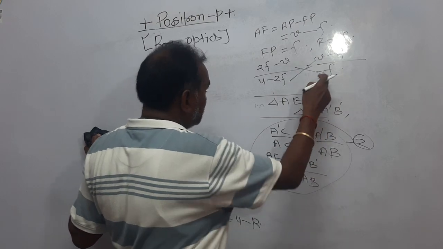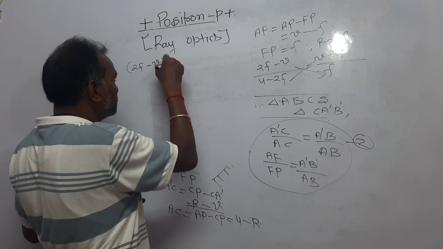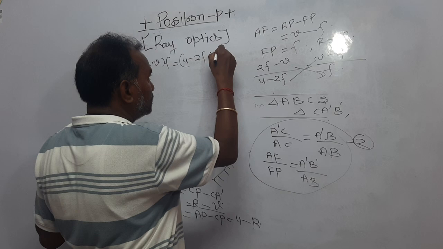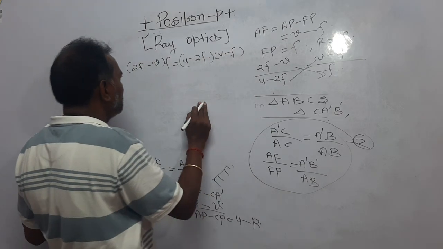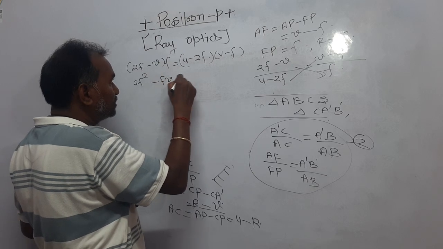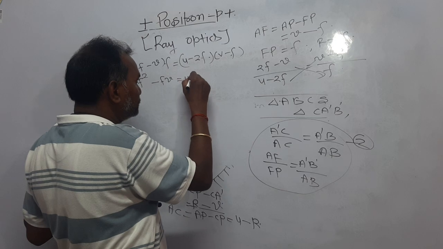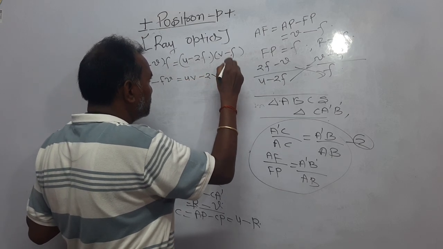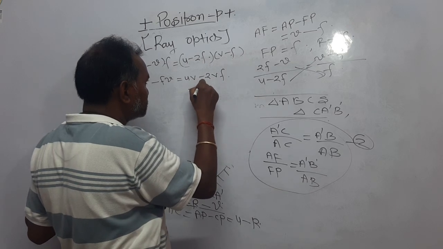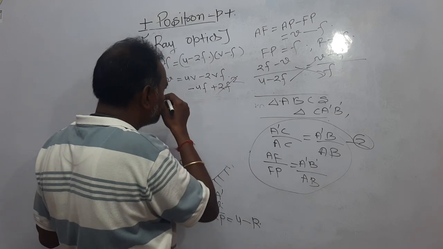Now cross multiply. This is (2F minus V) into F, that is equal to (U minus 2F) into (V minus F). Multiply this: 2F square minus FV. Multiply these two terms by V, that is UV minus 2VF. Now multiply these terms by minus F, you will get minus UF plus 2F square. Now dear student, 2F square will be cancelled.